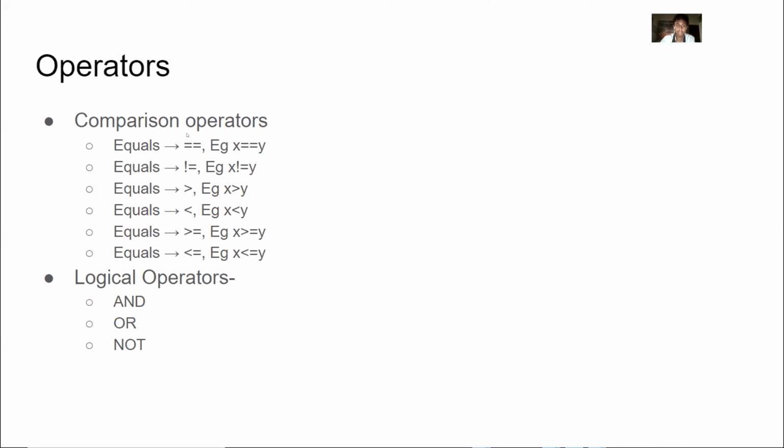So you could say, are they equal? Are they not equal? Is x greater than y? Is x smaller than y? Is x greater than or equal to y? Or is x smaller than or equal to y? So if you have two variables, you can compare them. These are useful for if and else statements. Okay, make sense?